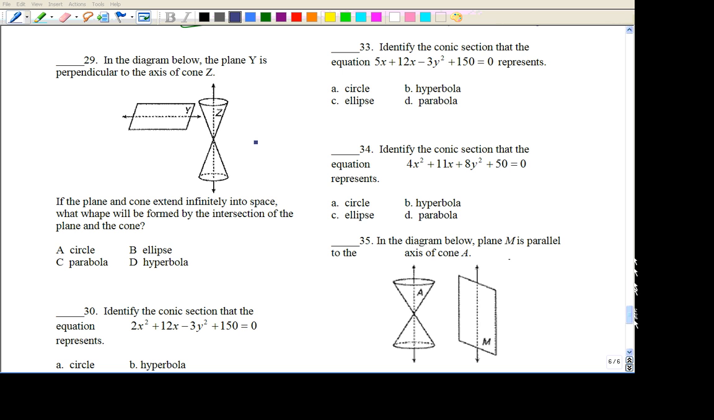And now for the multiple choice section. 29, in the diagram below, the plane y is perpendicular to the axis of the cone z. So this dashed vertical line here, that's our axis. And then this plane is perpendicular to the axis of the cone z. So whenever it slices through it, it's going to make a circle.